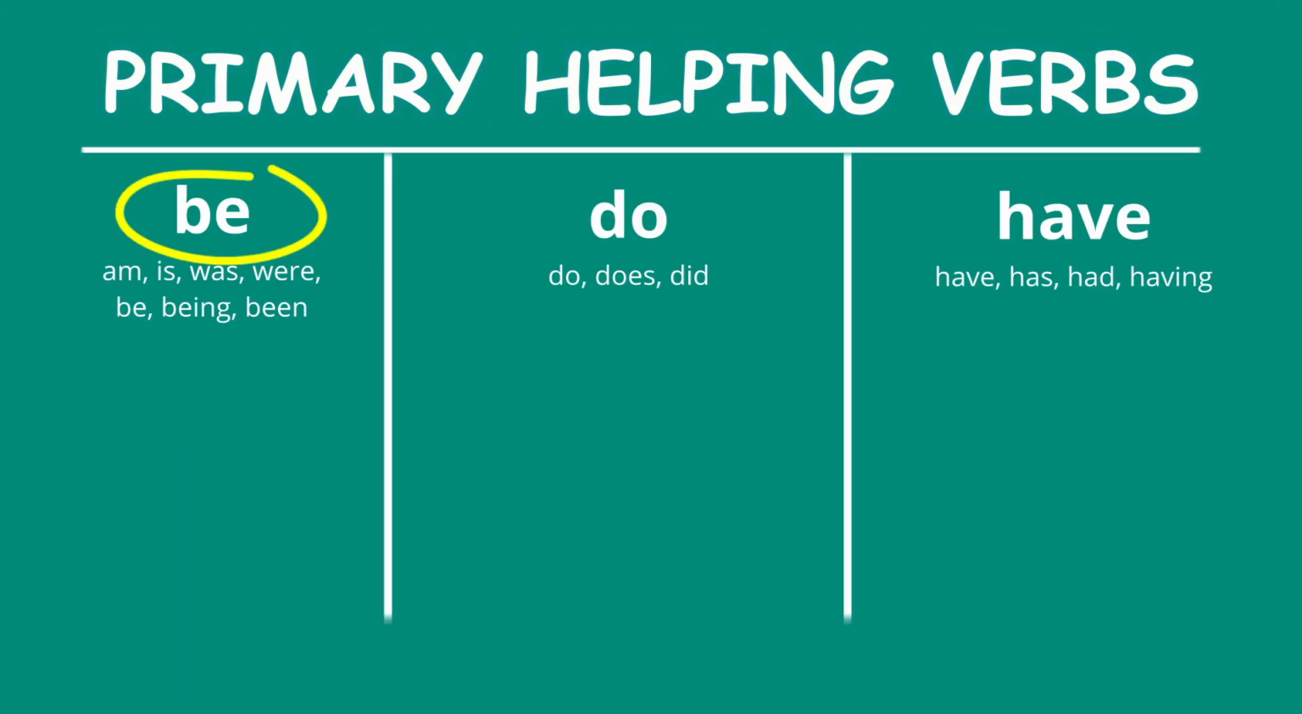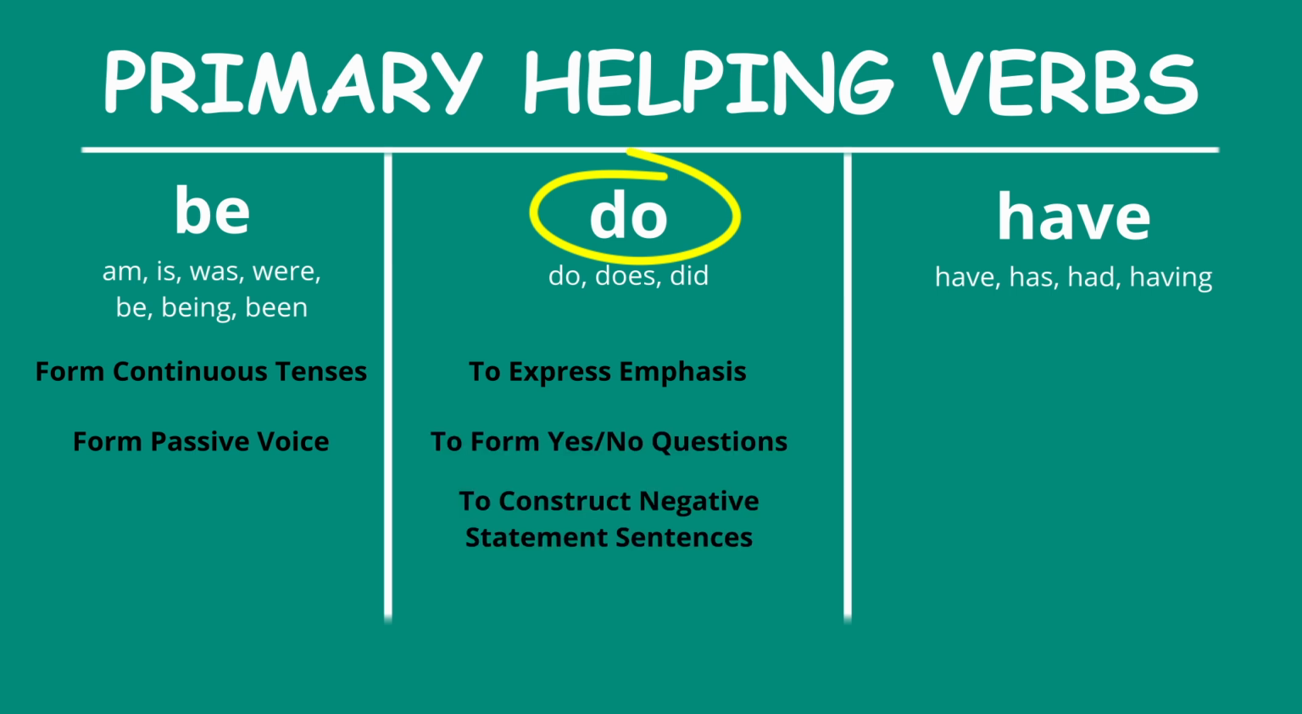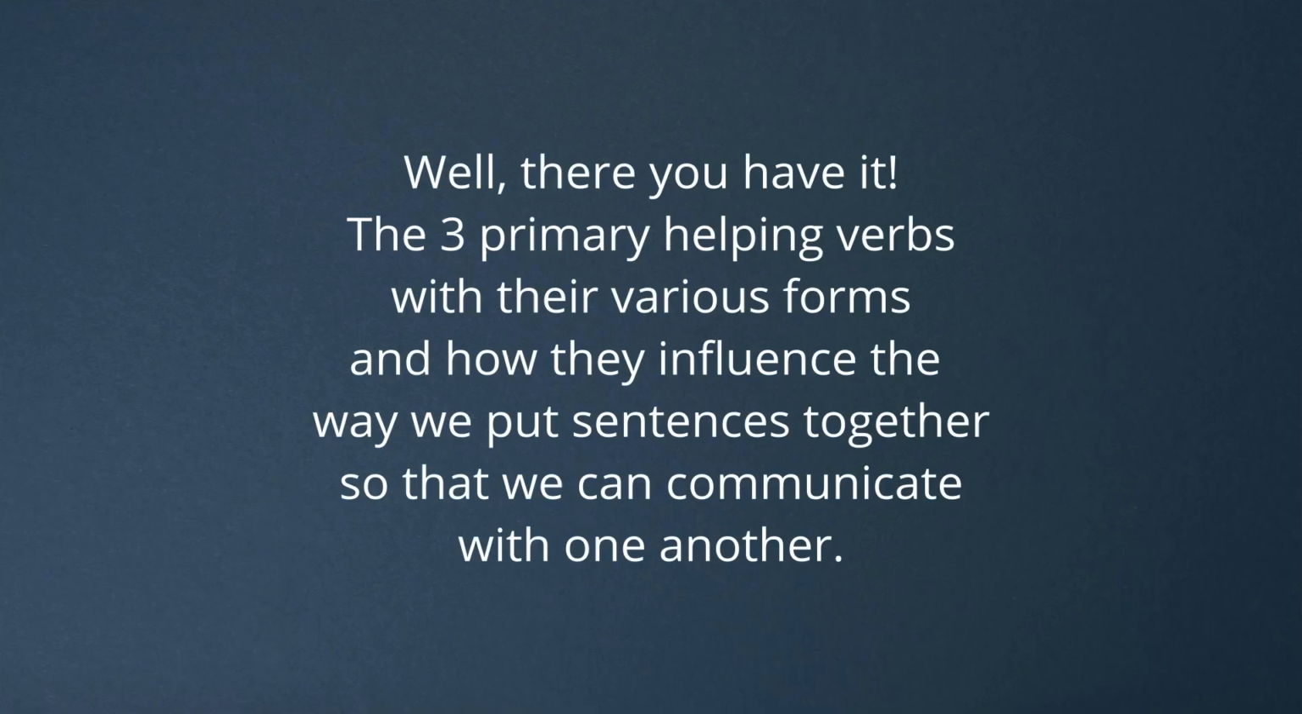Let's summarise. The helping verb be and its various forms are used to form continuous tenses and to form passive voice sentences. The helping verb do and its various forms are used to express emphasis, form questions, and construct negative statement sentences in the simple tenses in English. Finally, the helping verb have and its various forms are used to form past, present, and future perfect tenses in English.